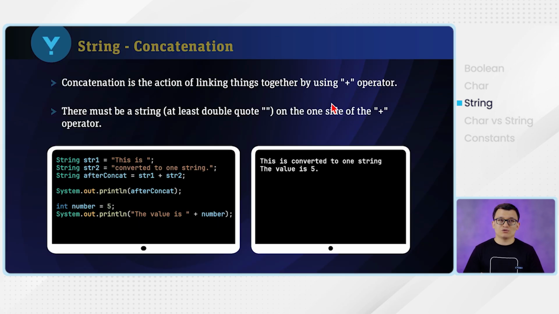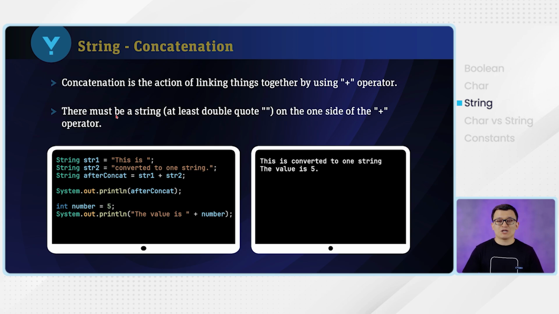And another thing that you need to know about the string is the concatenation, okay? So when you have a string or when you have any other variables or values, you could concatenate them to a string to get the new string out at the end. So this concatenation is known as the action of linking things together by using the plus operator, okay? You can use this plus operator to link anything to a string.